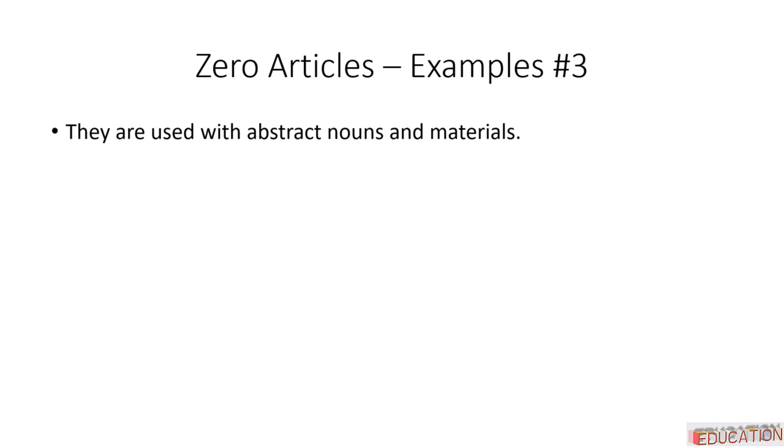We also use zero articles or no article with abstract nouns and materials. So beauty and truth are both abstract nouns. And by abstract nouns we mean it's nothing tangible. An apple is a concrete noun because you can hold an apple in your hand, whereas things like beauty and truth are abstract. And there is, of course, a section on nouns, and there's a lesson in that on abstract and concrete nouns, so please feel free to check that out if you need a little bit more information on those.